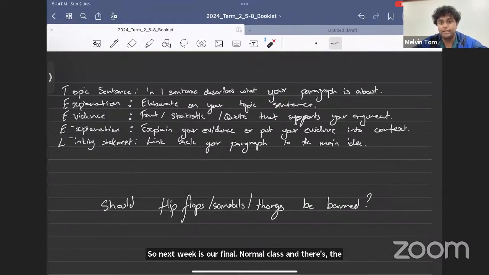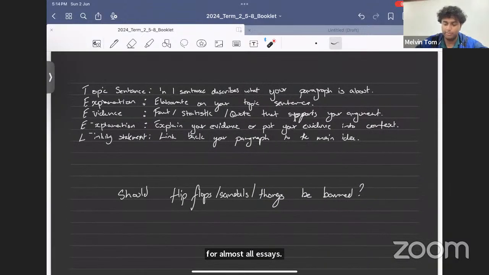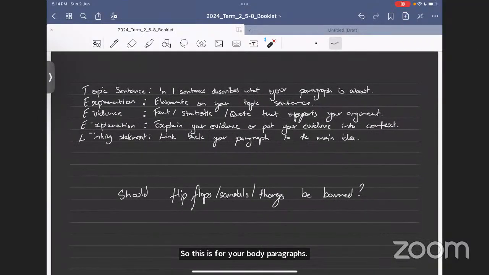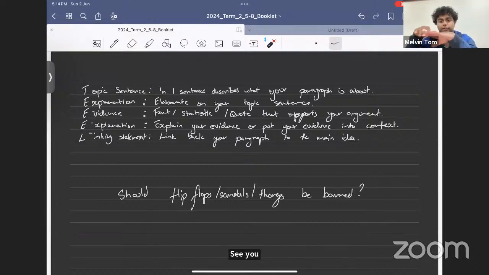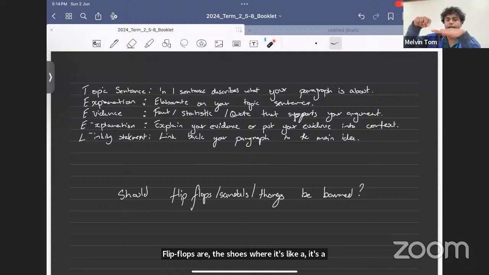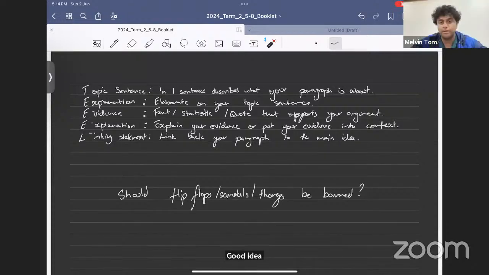Is TEEL for persuasive? It's for almost all essays. So this is for your body paragraphs. What are flip-flops? Flip-flops are the shoes where it's a flat platform, and then it's got... just Google it. I think it'd be so much easier.